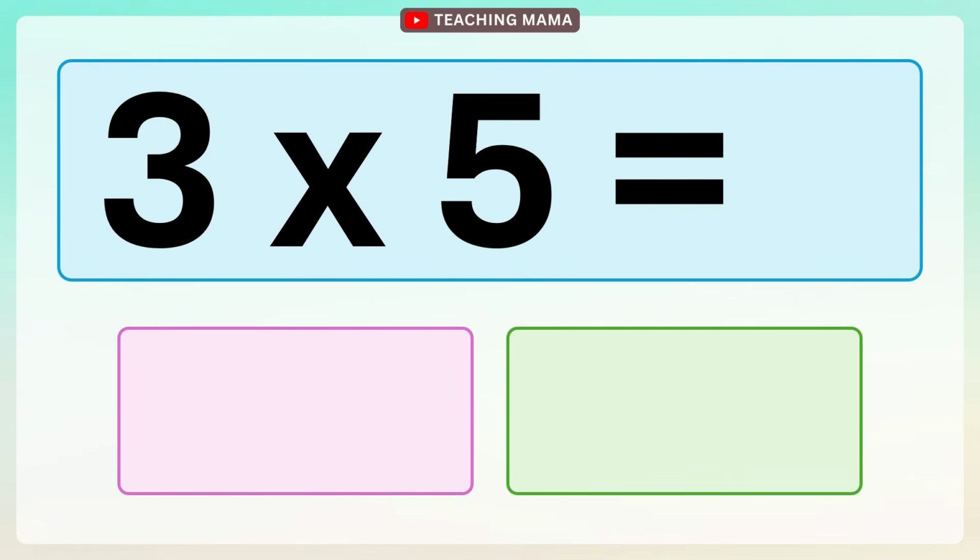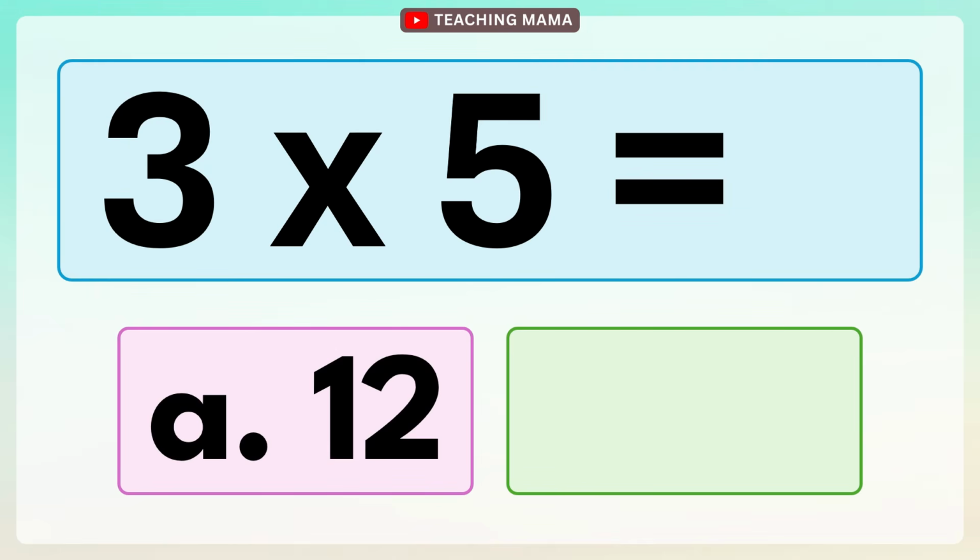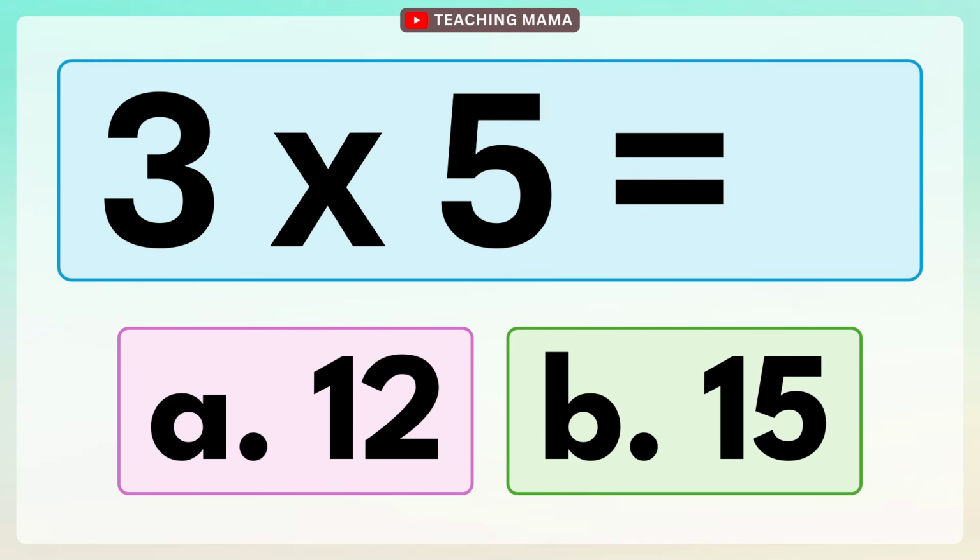3 times 5 equals A. 12, B. 15. What is the answer? B. 15.